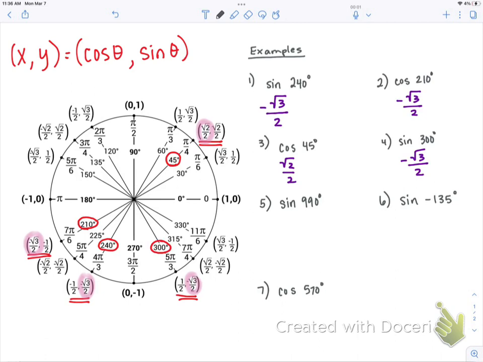Now we have 990. So this is like what we did a little while ago. That number is larger than 360, so let's subtract 990 minus 360, which gives me 630. So that's still bigger than 360. So we're going to take that 630, subtract 360, and that gives me 270 degrees. Now we can see that 270 is on my unit circle. So here's the ordered pair that we're going to be using. We want sine. Sine is my y value, which is negative 1. So sine of 990 degrees is negative 1.